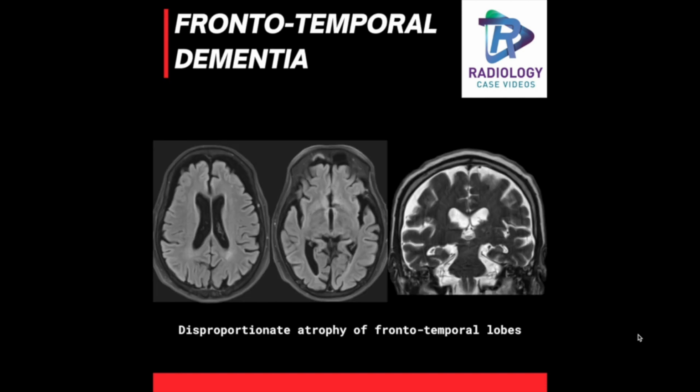The next one is frontotemporal dementia. Frontotemporal dementia should be used to denote the clinical syndrome caused by frontotemporal lobe degeneration. The patients usually present with changes in behavior, executive function, and language. In these images, you can clearly see there is a disproportionate atrophy of frontotemporal lobes. In this condition, you can even see frontoinsular atrophy, which helps in the diagnosis.